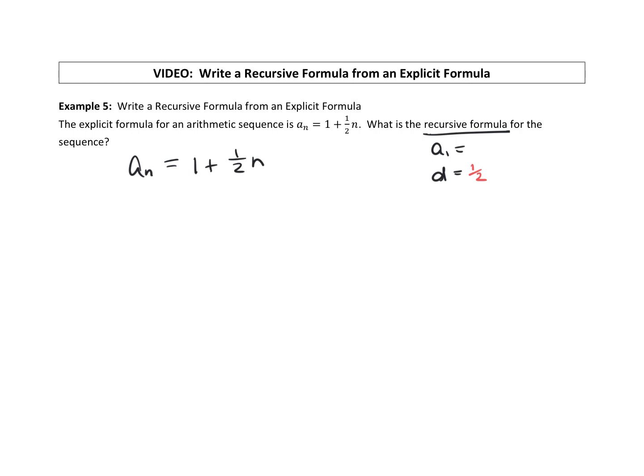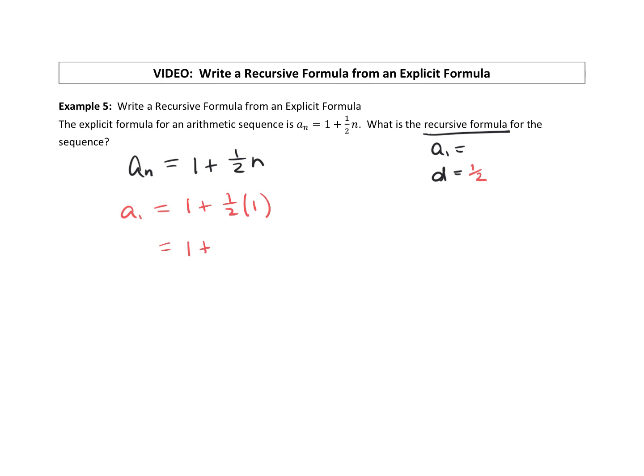The other thing we need to write a recursive rule is the first term. When I look at this, I know that this is a simplified version of our explicit formula, which means we have distributed our common difference and combined like terms. So we can just use the formula to find the first term. Anytime you want to find a term of a sequence with an explicit formula, just substitute a 1 in for the n. So a sub 1 is equal to 1 plus 1/2 times 1. This will give us the first term.